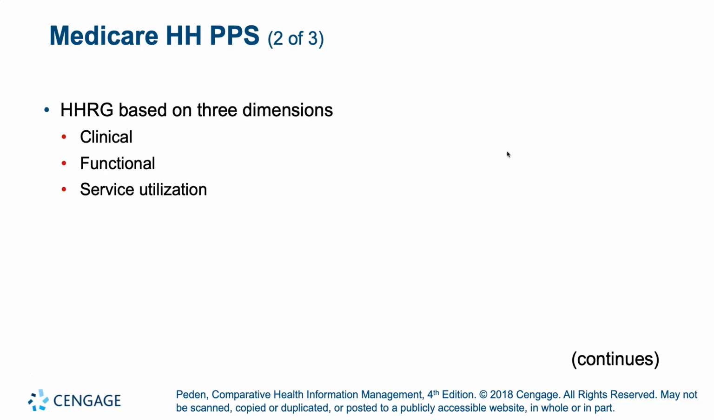And in case you're wondering where I'm at in your book right now, we started here when we were talking about OASIS, on page 457, bottom of 457, and that continues right on through to page 461, talking about the clinical dimension and the functional dimension and service utilization. Those are defined here in the middle of page 460. So make sure you understand that these are what the HHRG is based on and what each of these is. What do they mean? Because you will need that.